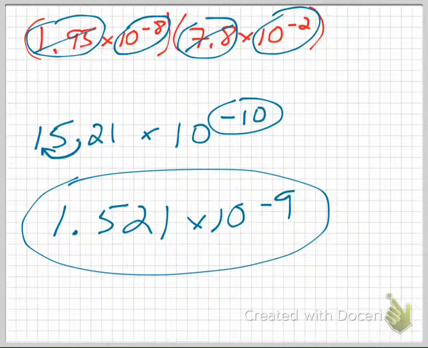Make sense? How many of you got that right? We're good? Okay. So everybody got that one. So you know how to do that then? Now we have to deal with dividing these. Dividing them.